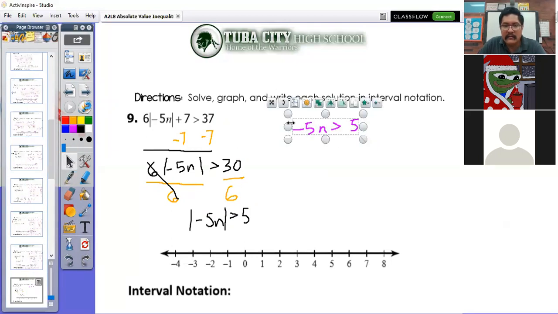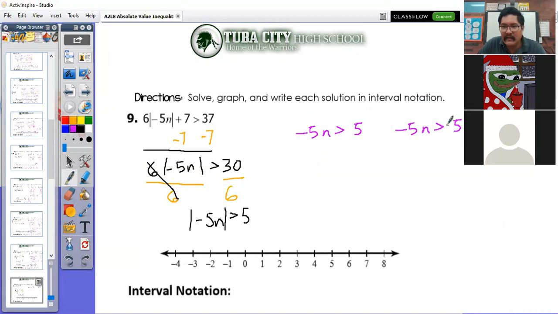And let's go ahead and cut and paste that because I'm going to need that exact same thing. So this is going to be negative, and this is going to have to switch to the other direction. Make that a little bit better. There you go. And there we go. Now we have our two cases ready to be solved.